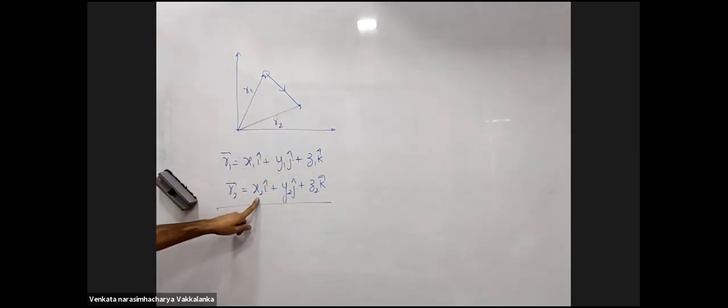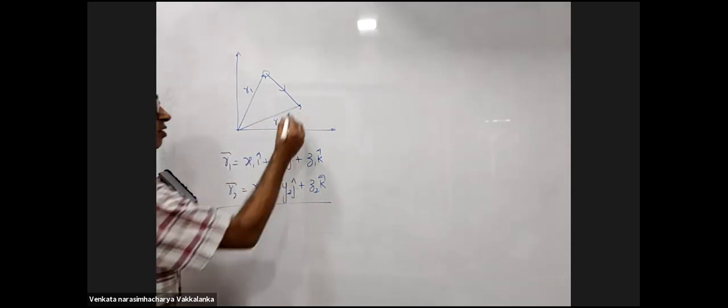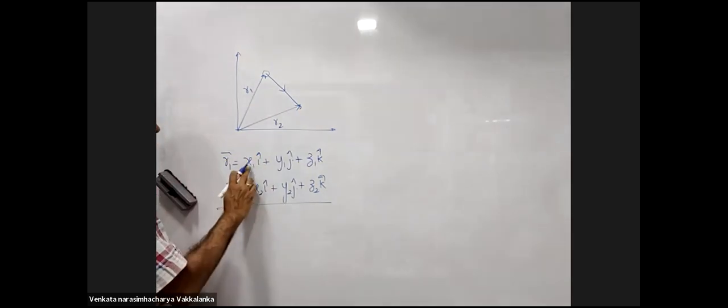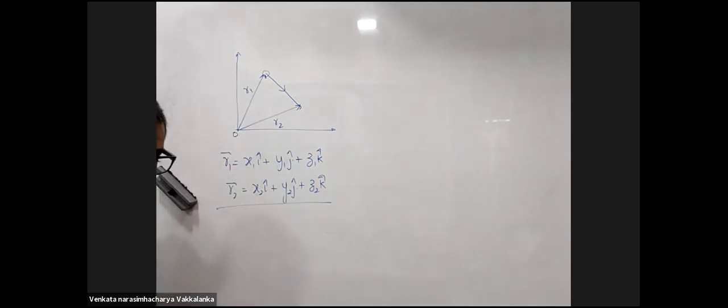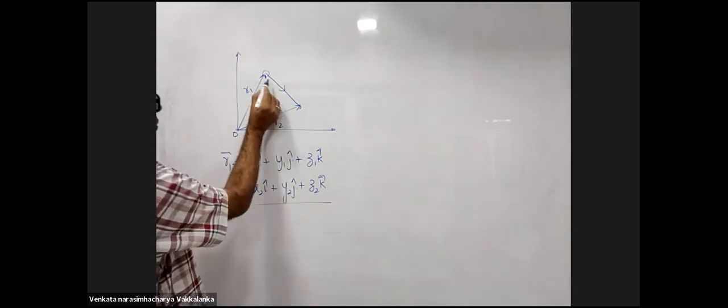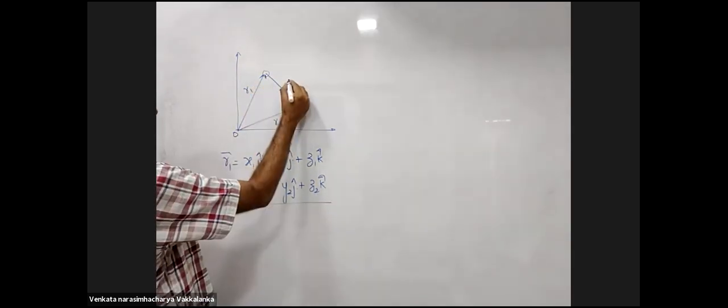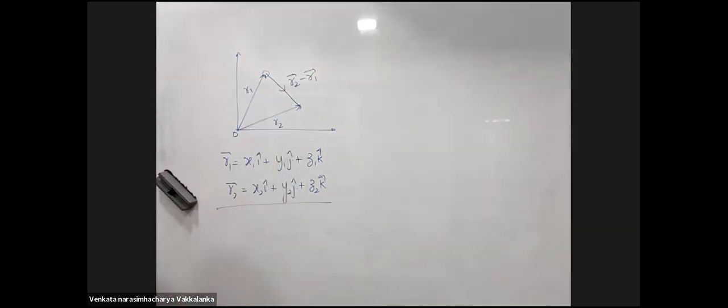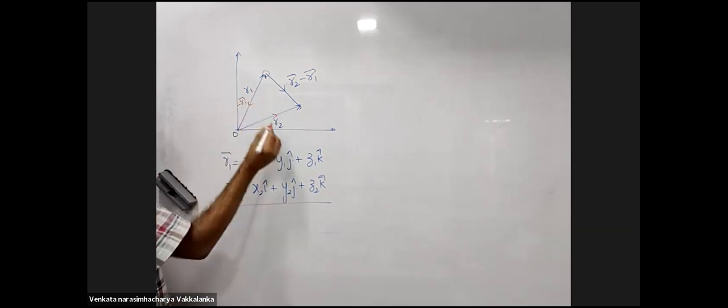That means x2, y2, z2 are the coordinates of the head of the vector R2. x1, y1, z1 are the coordinates of the head of the vector R1 with respect to the tail of both the vectors. Now, my requirement is this vector. I get this as R2 minus R1. Confirm that. This is R2, right? This is minus R1.